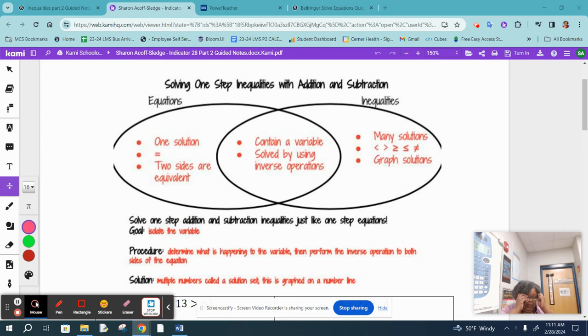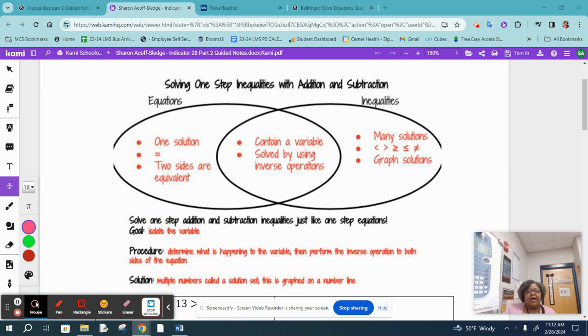Inequalities, and we learn about the open circle and the closed circle and all of that. Now we're going to solve one-step inequalities. No biggie, because you solve them the same way you do equations. Now, when you get in 7th grade, there's going to be something when you multiply or divide by a negative number. We're not going to worry about that this year. They'll get that next year and in 8th grade.